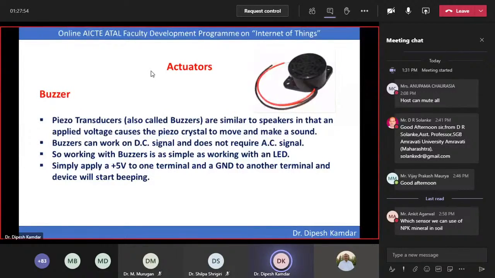Yes, the actuator and the controller part is still left. Okay, fine.